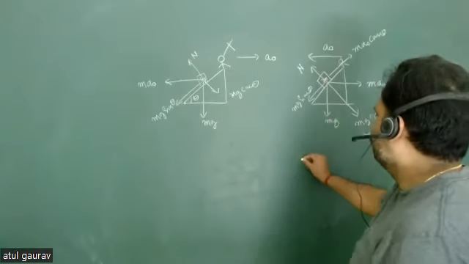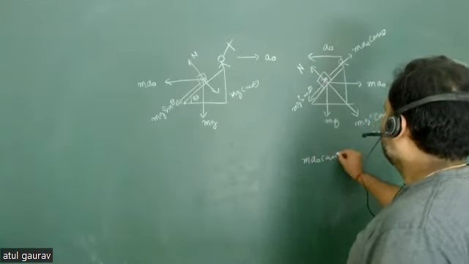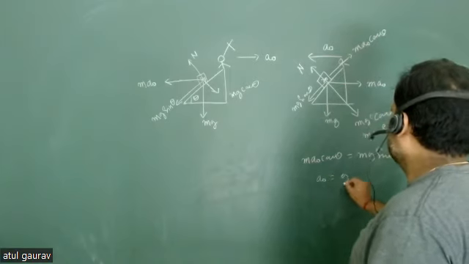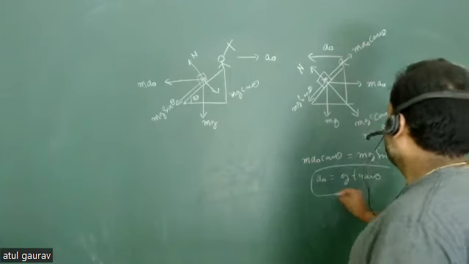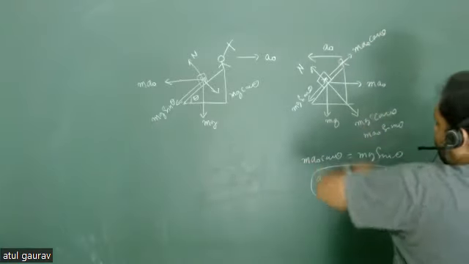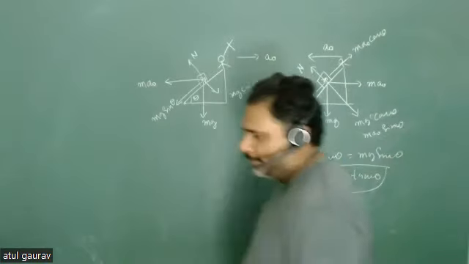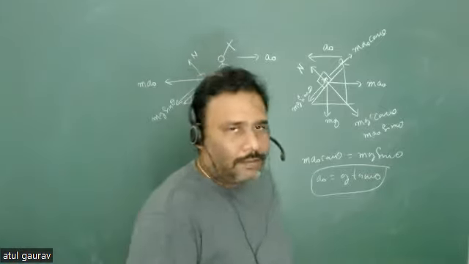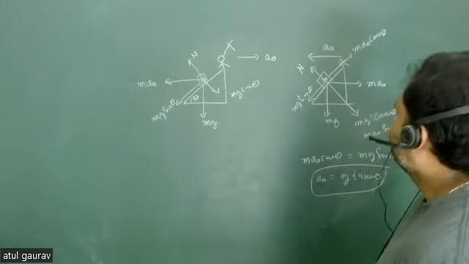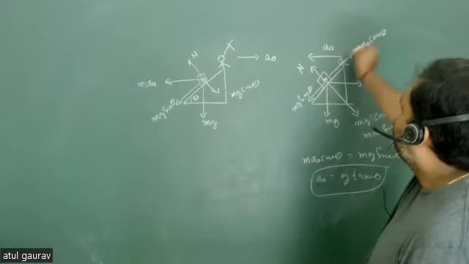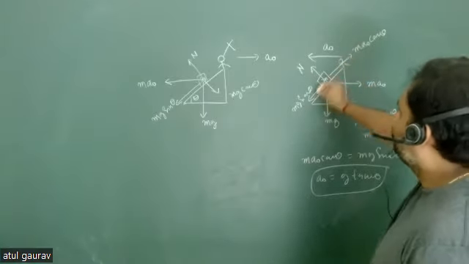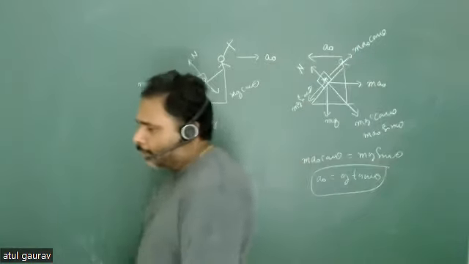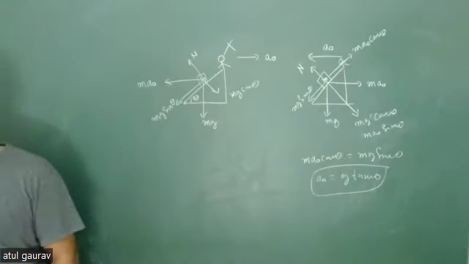So what will happen? m a naught cos theta must be equal to m g sin theta. So a naught is equal to g tan theta. Now you can see, if your acceleration is more than g tan theta, say 2 g tan theta, then what is going to happen? This particle will start moving upward. So it may be possible that you accelerate this thing in this direction and this particle moves upward due to this pseudo force. So look at this concept of pseudo force.